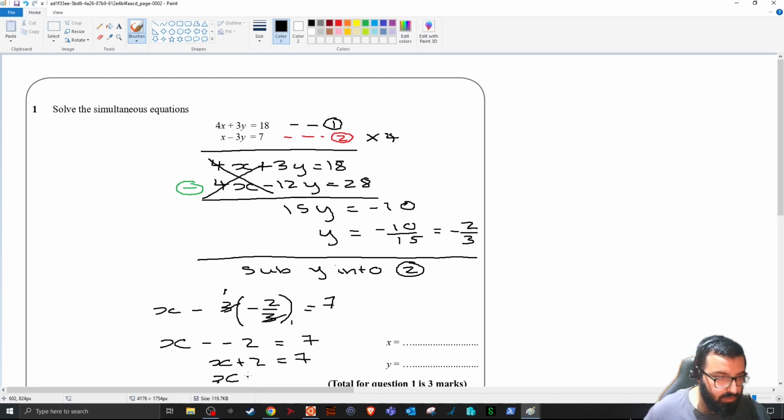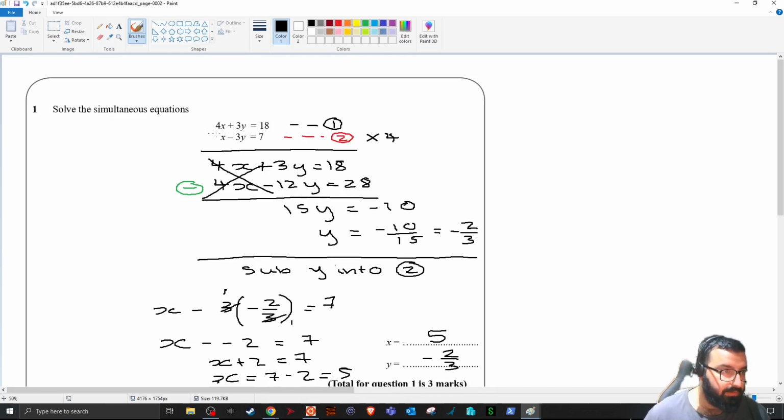X equals 7 take away 2, which gives us 5. So we've solved for x, and we've got our value for y as well. So x equals 5, and y equals minus 2/3. I'm hoping everyone has understood this.